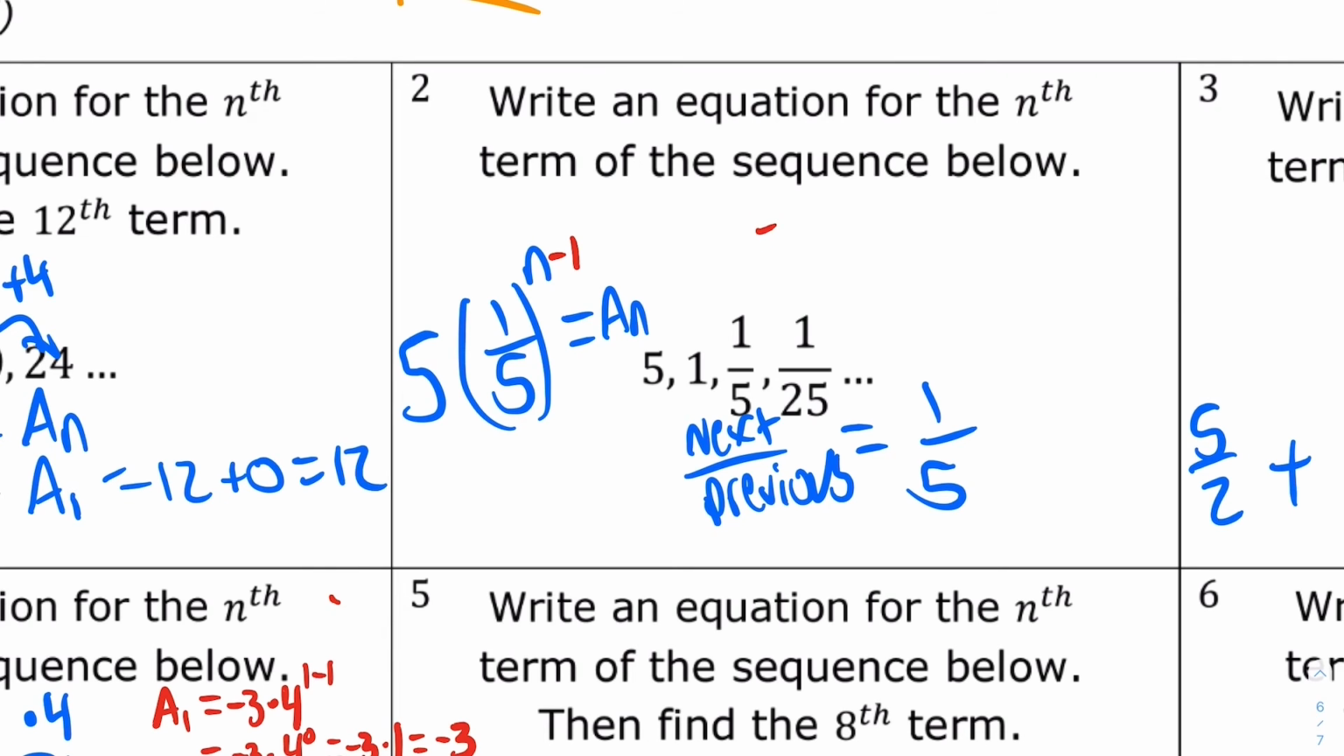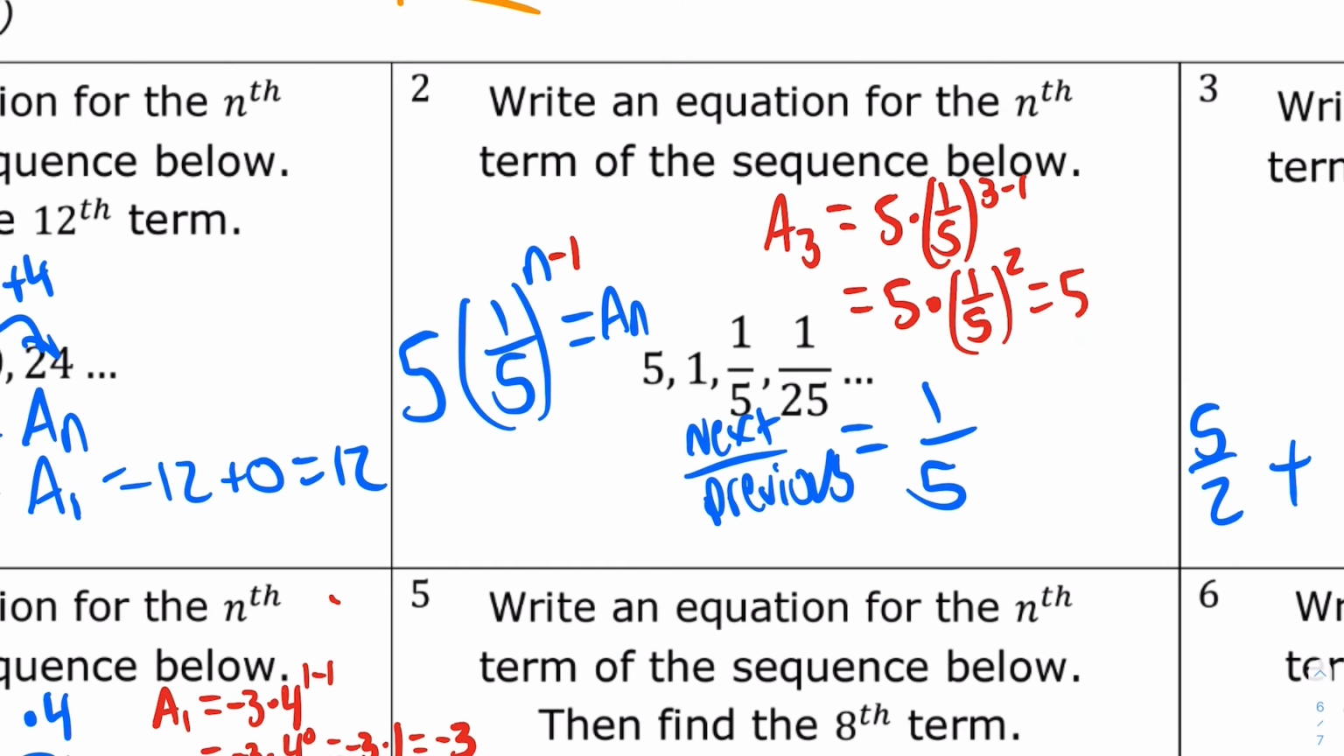But now let's try it like this. Let's try A3. A3 equals 5 times 1/5 to the 3 minus 1 power. That's 5 times 1/5 squared. That would be 5 times 1/25. 5 times 1/25 is going to reduce to make 1/5. And that's what we wanted for the third term anyway. So this is the formula that's going to work.